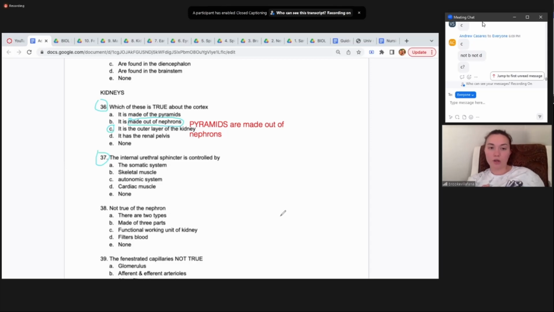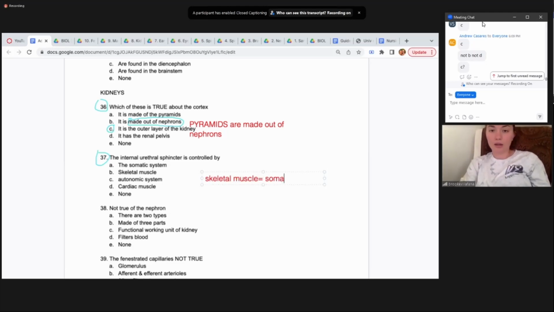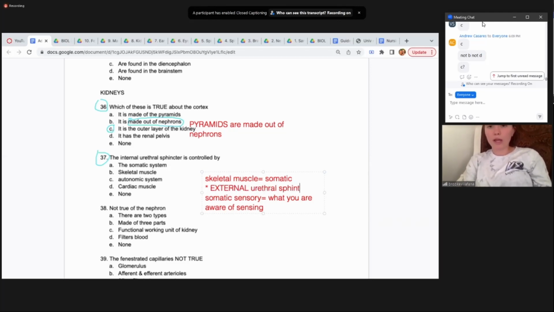Right? So we know that the skeletal or somatic system, skeletal muscle, is the same as somatic. There's also somatic sensory, which would be like what you are aware of sensing, just to make sure you guys know there's two somatics. But somatic system would be skeletal muscle. This is for the external urethral sphincter. So when you go to the bathroom and you choose to go pee, you're using your external urethral sphincter. Does that make sense? You're using your skeletal muscle, you're choosing to go pee.